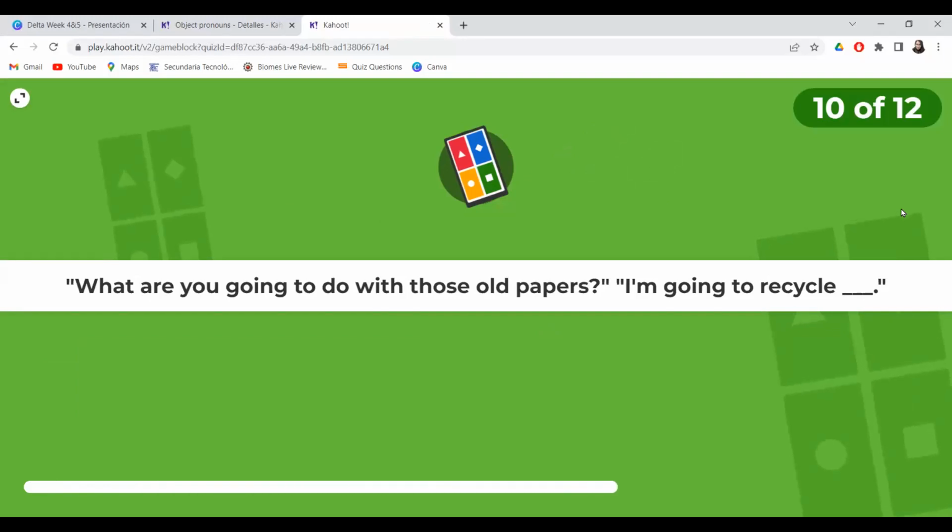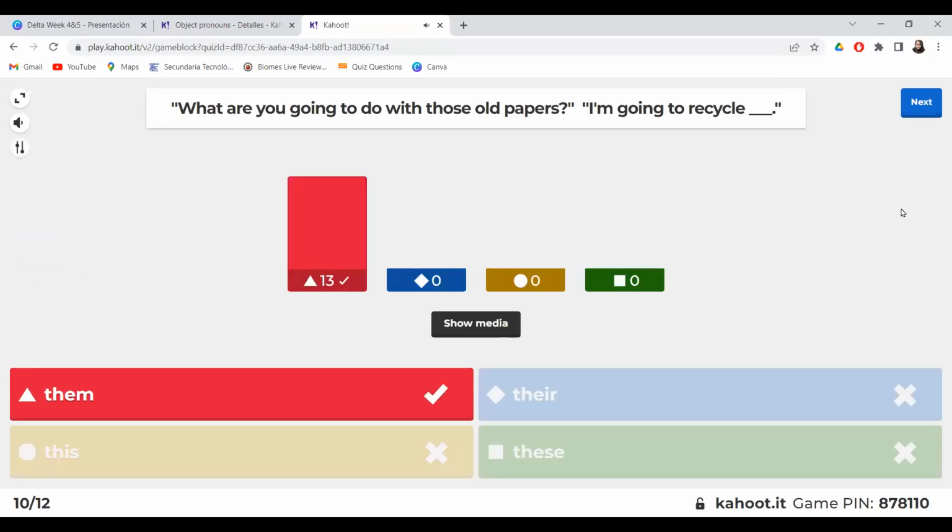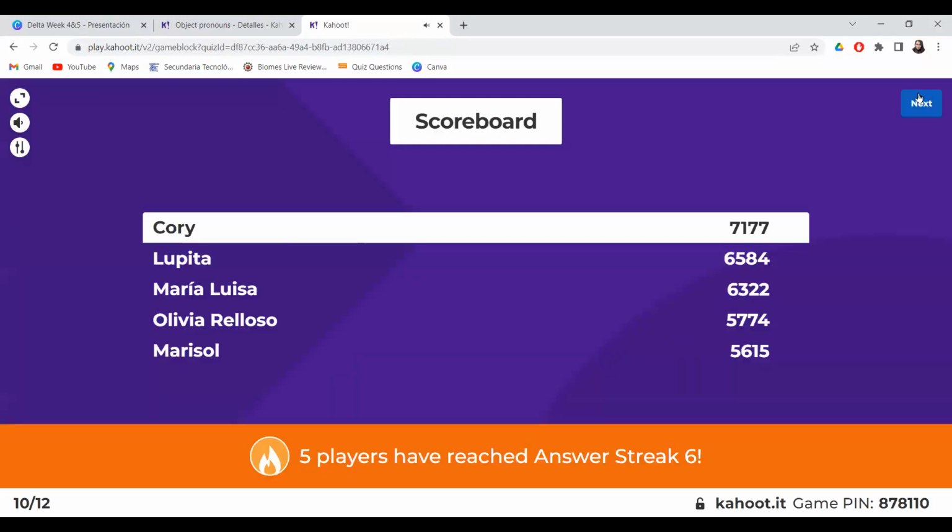What are you going to do with those old papers? I'm going to recycle the papers. I'm going to recycle the old papers. I'm going to recycle them. Fantastic.